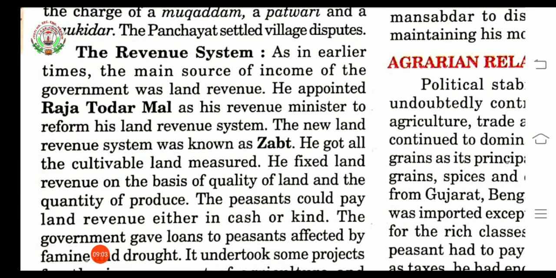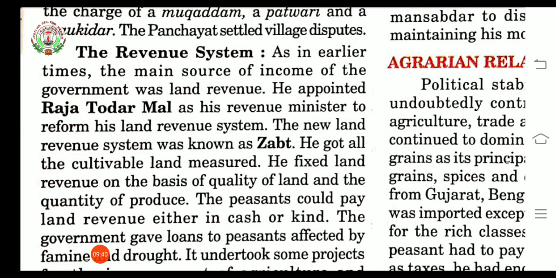Next is revenue system. So dear students, we have studied earlier that there were many sources of income of the government, but the main income or main revenue was the land revenue. Akbar appointed Raja Todarmal as his revenue minister to reform. Reform means to change a system. So he appointed him to reform his land revenue system. Todarmal reformed the land revenue system, which was known as Zabt.